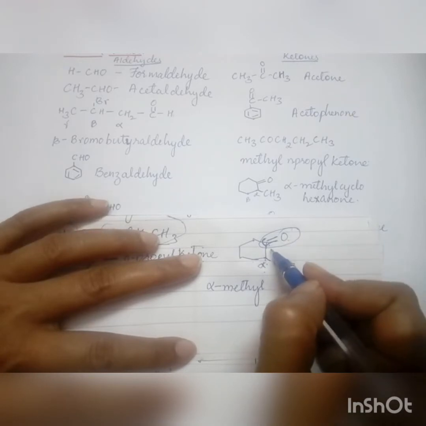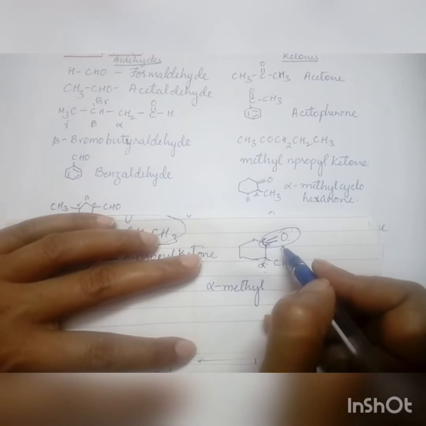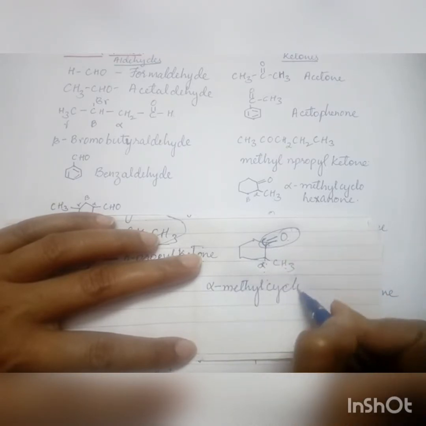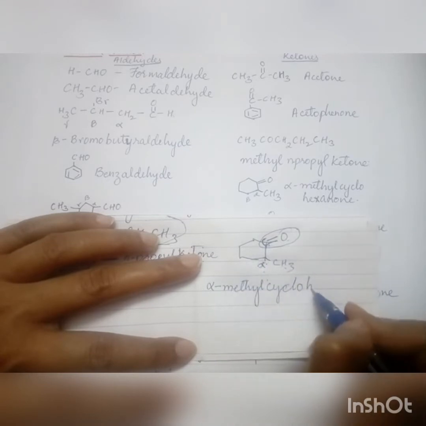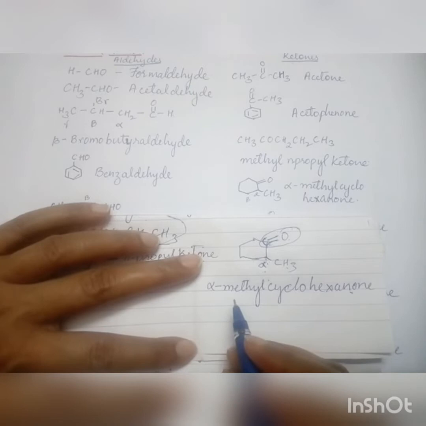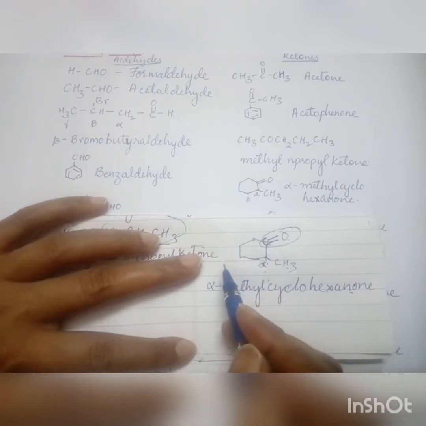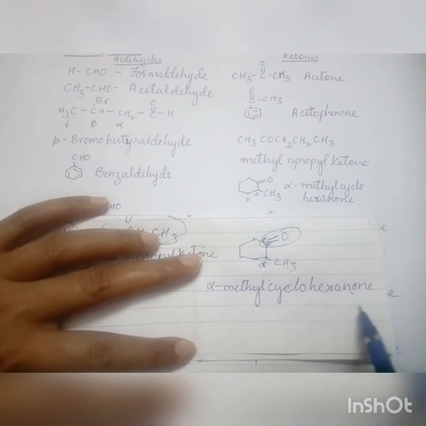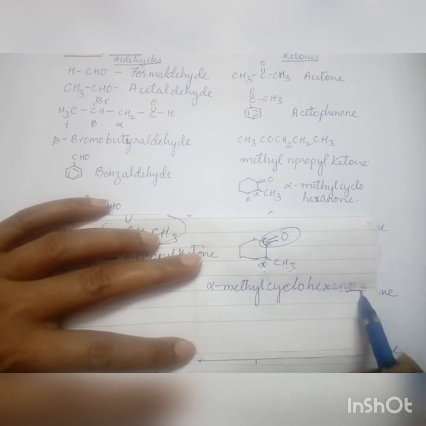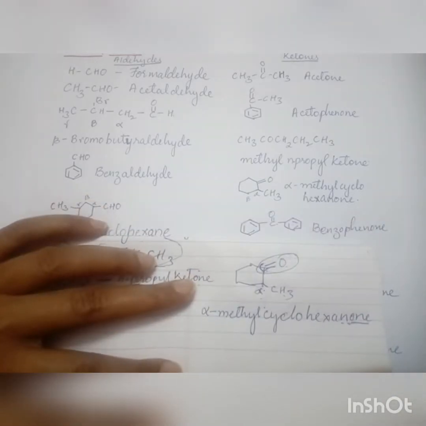So you should write the word ONE. So this is cyclo, this is hexane, cyclohexane. The last letter E is replaced by ONE, cyclohexanone. So this is how we are writing the cyclic structure. In the cyclic structure, you are going to replace the last letter E of the corresponding cycloalkane by that of ONE. So this is how we are going to name it.